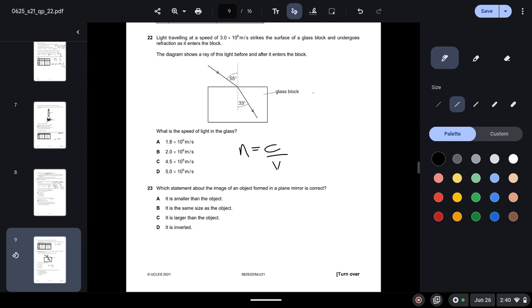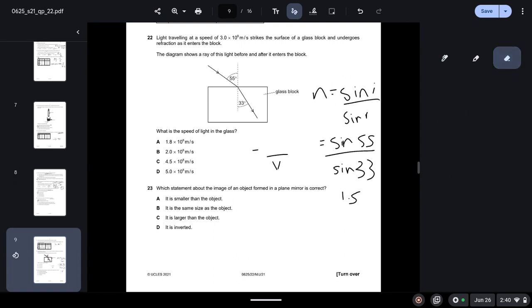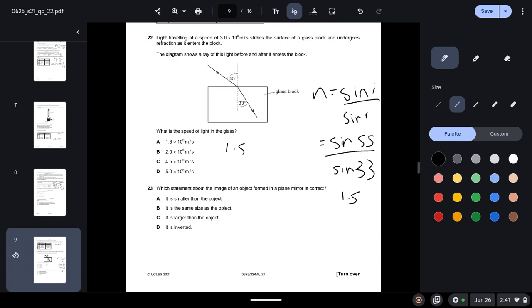First we'll have to calculate n using this formula, sin i over sin r. Sin i is the incident angle, which is 55. Sin r is the refracted angle, which is 33. So n comes out to be 1.5. In this formula just plug in n. 1.5 equals the speed of light in air over the speed of light in the medium. So your answer comes out to be 2 × 10^8 meters per second.